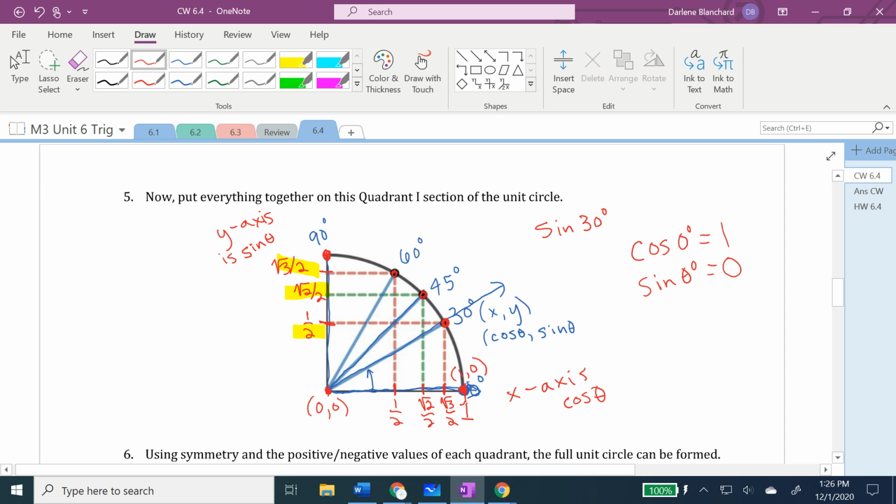Over here, we know that the xy coordinate of this point is 0, 1. The cosine of 90 degrees is the x-coordinate of this point, which is 0. The sine of 90 degrees is the y-coordinate of this point, which is 1. Now, that's quadrant 1.